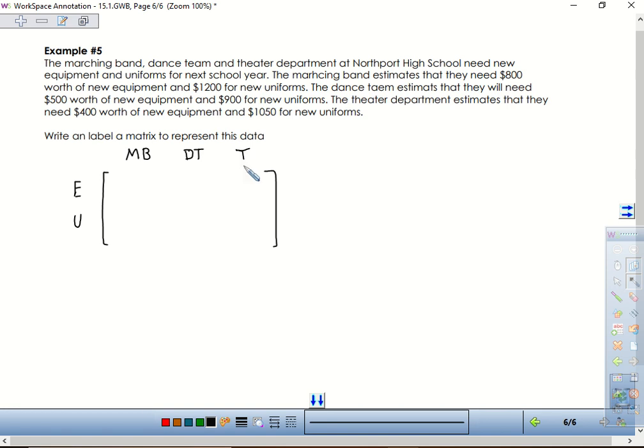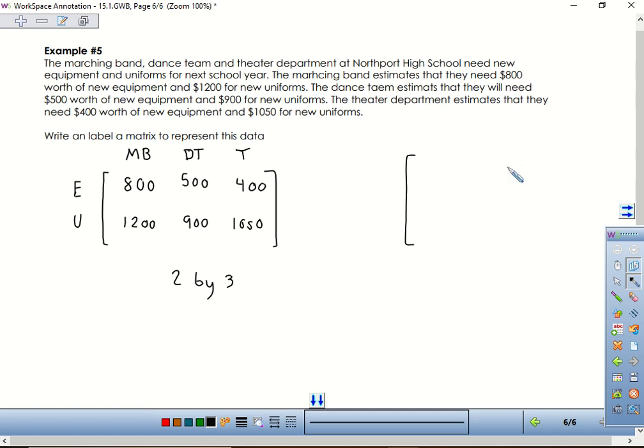And theater. And then we're going to label them or put them in the right spots. So we have the equipment, and then they have uniforms, and then we have dance team, equipment, uniforms, and then we have the theater department, and then we have uniforms. So this is one way to represent the matrices, but you could also have represented it the other way, right? You could do this over here, and you could do this up top. And that's pretty much it.